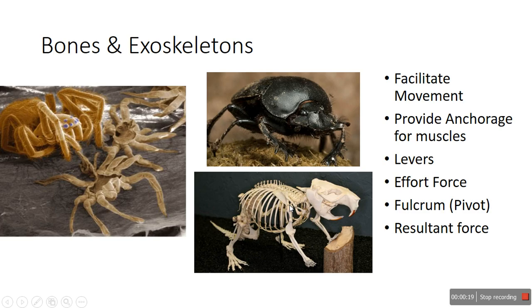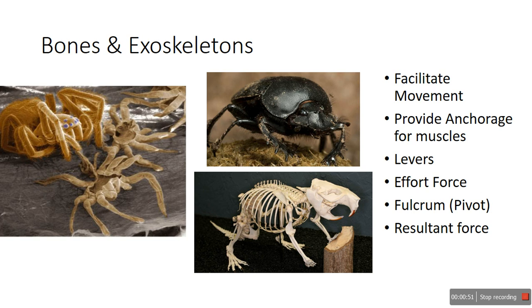Okay, so the first thing to remember is that we have bones. Other organisms have exoskeletons, but basically both of them facilitate or allow movement to occur. The way they do this is by providing an anchorage for our muscles. In our skeletons the muscles are outside of the bones, and in exoskeletons the muscles are inside. So they're the opposite way around, depending on what type of organism you are.